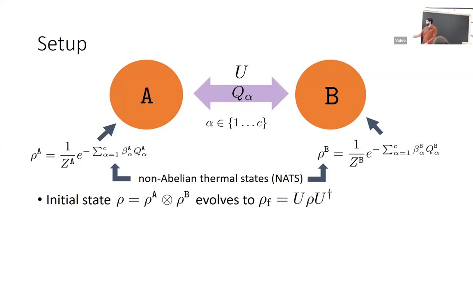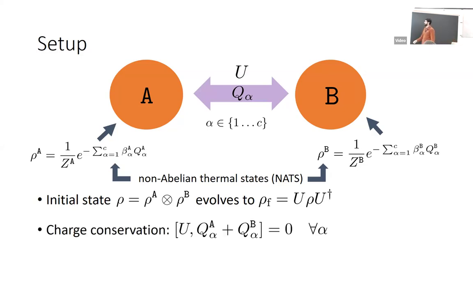So in the usual fashion, we start off with a tensor product of these thermal states. It evolves under the unitary to some final state. And in order to have a sensible notion of transport, we don't want charge to be created out of nowhere, only moved between the two systems. So we demand that our unitary that's driving this evolution should commute with the total amount of charge. So that doesn't change, it only gets moved between the two systems.